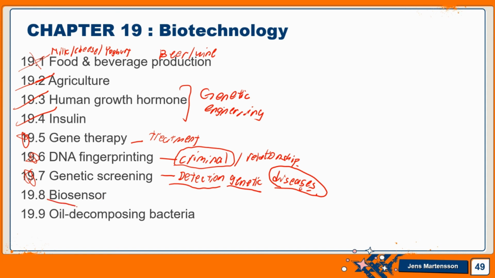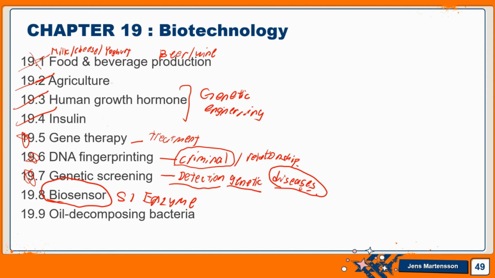And another one is biosensor. Biosensor, this one you have actually learned in SEM 1, the enzyme topic. In your last enzyme topic, the application has biosensor, right? It is the same. You can refer to your SEM 1 textbook. And the last topic is oil decomposing bacteria. This is one of the bacteria that can decompose oil. It is helpful to the environment, especially the sea.